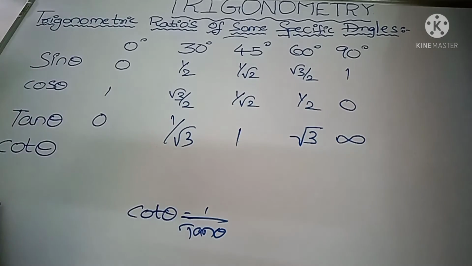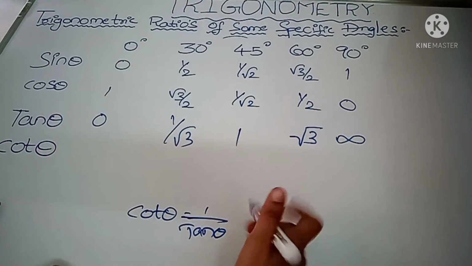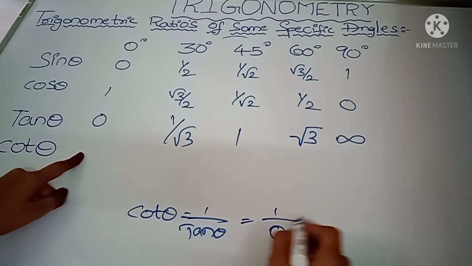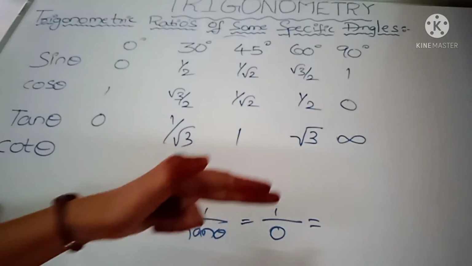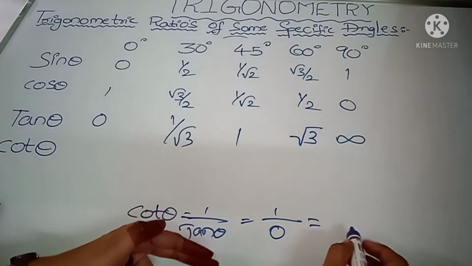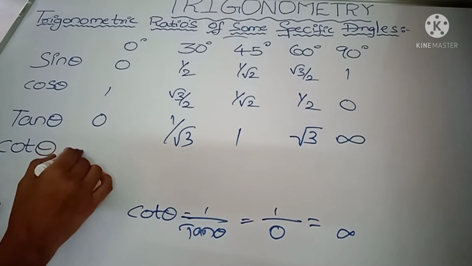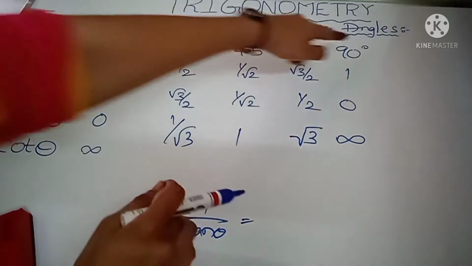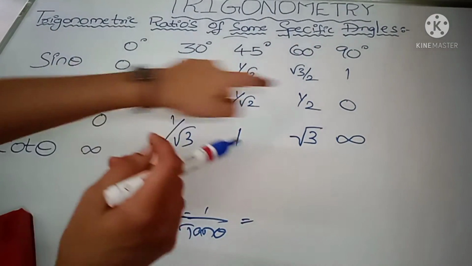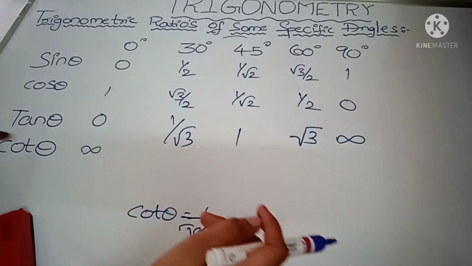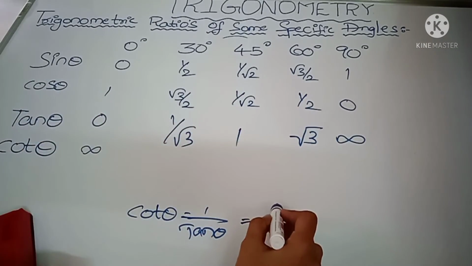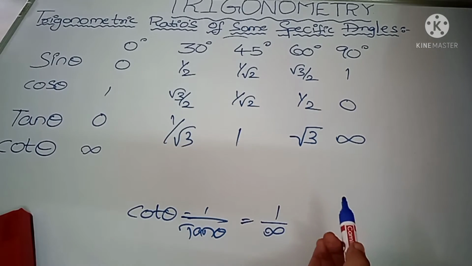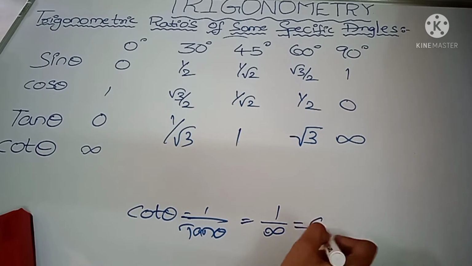I want to know the value of cot 0 degrees. What is the tan 0 value? Tan 0 is 0. 1 by 0, something by 0 means the value will always be infinity. Yes, cot 0 is infinity. Next one is cot 90 degrees. What is the value of tan 90 degrees? Tan 90 is infinity. 1 by infinity means here the value is 0.